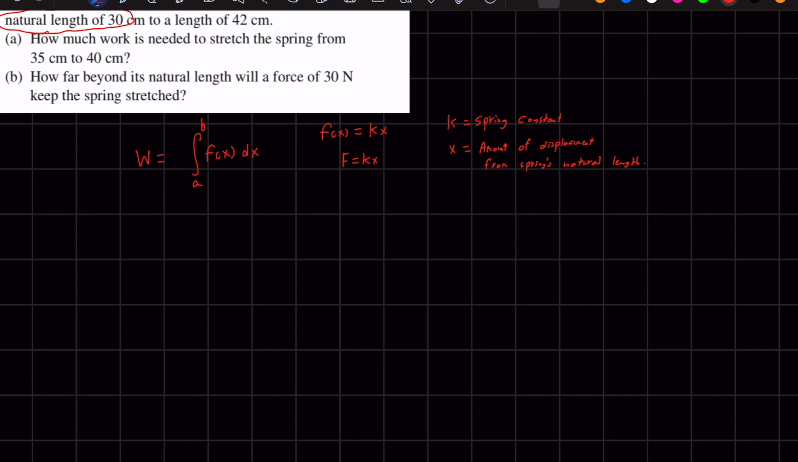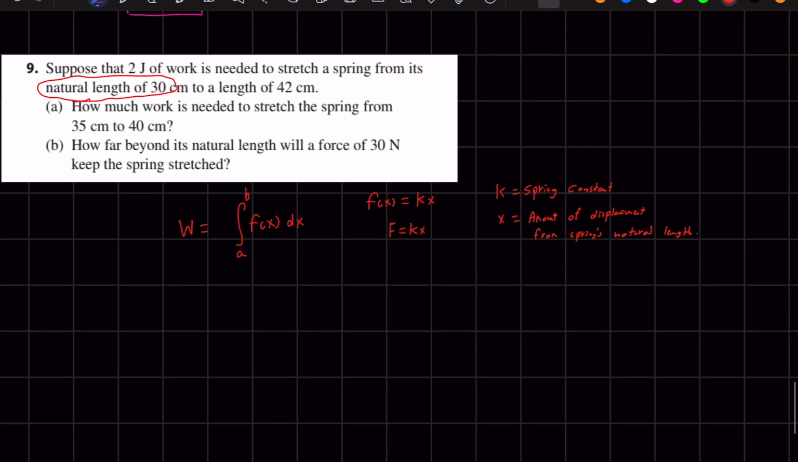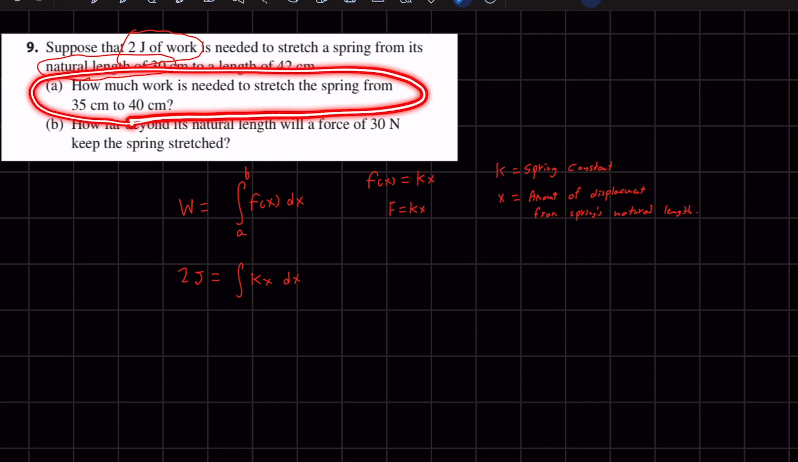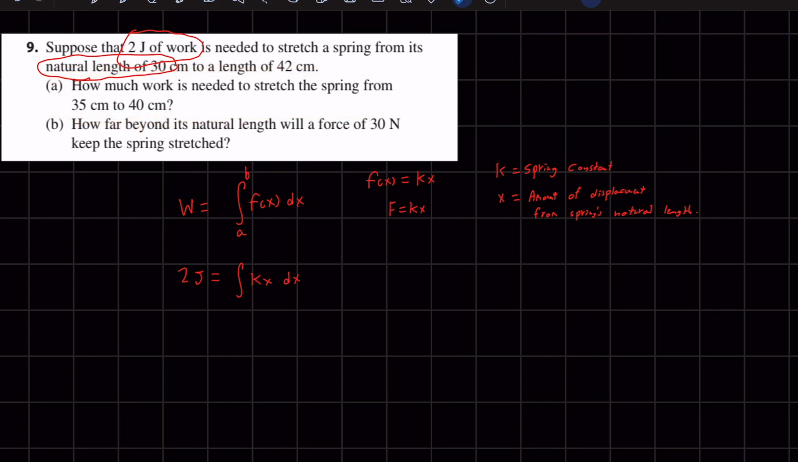We don't know the spring constant. What we're given, though, is 2 joules of work. So that right away gives you the hint that you can set 2 joules equal to the integral of our regular force function, kx dx, because we don't know what k is. So we have to find k so that we can find our force function, our spring constant, and use that to figure out the work needed if we stretch the spring a different distance, at a different displacement, from 35 to 40 centimeters. Okay, so we need to know our a and b bounds.